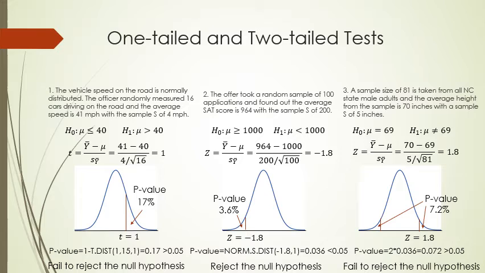The function T.DIST(1,15,1) calculates the cumulative probability of t equal to 1 under a t-distribution with 15 degrees of freedom, which is the proportion of the null distribution that is to the left of the t-value of 1. Clearly, the p-value is 1 minus the cumulative probability, which is 0.17. It means the area to the right of the t-value is 17%.